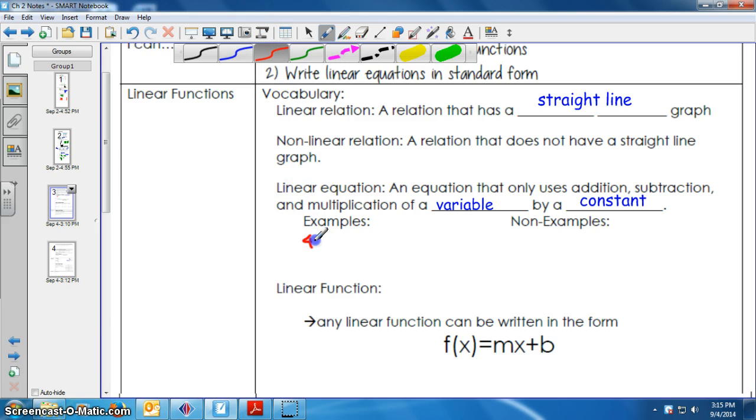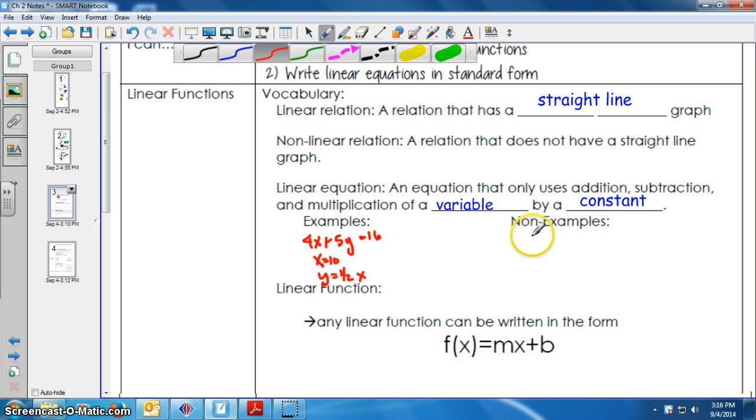So some examples would be 4x plus 5y equals 16, x equals 10, that would be a vertical line, or y equals 1/2 x.